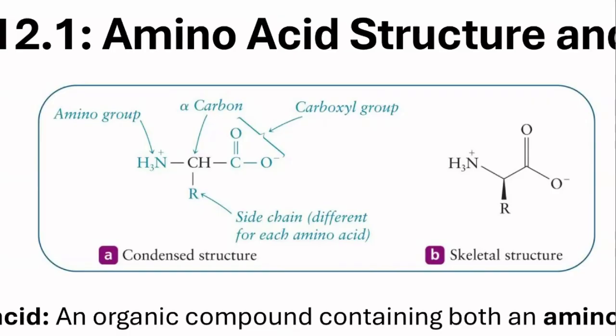We can see in figure B the skeletal structure for amino acids, where you observe the protonated amino group, the carboxylate group. Here is the alpha carbon. The hydrogen is not drawn because remember that hydrogen atoms are implied. And then you can see here a wedge representing that the R group tends to be facing us. Remember that stereochemistry is something that we learned in the previous chapter.